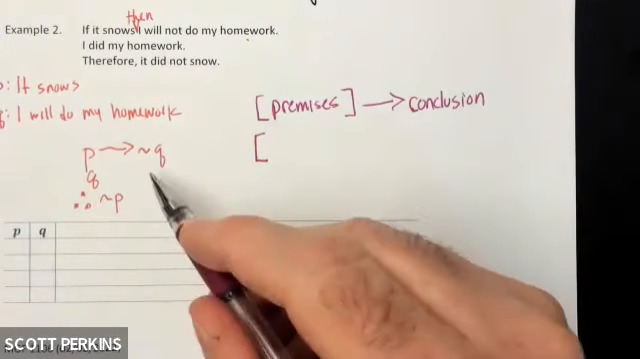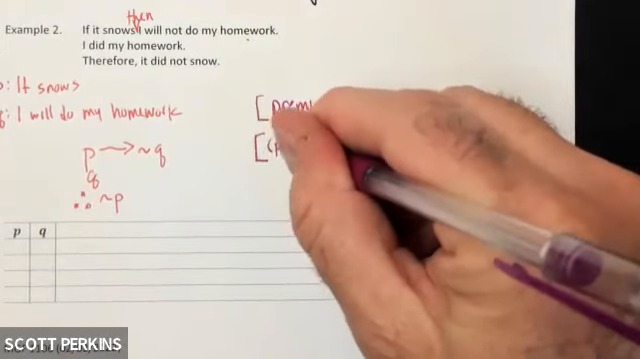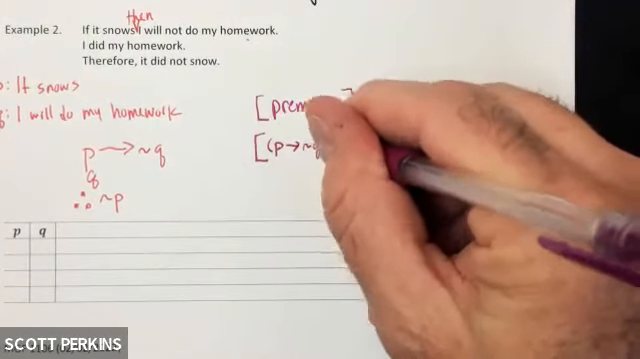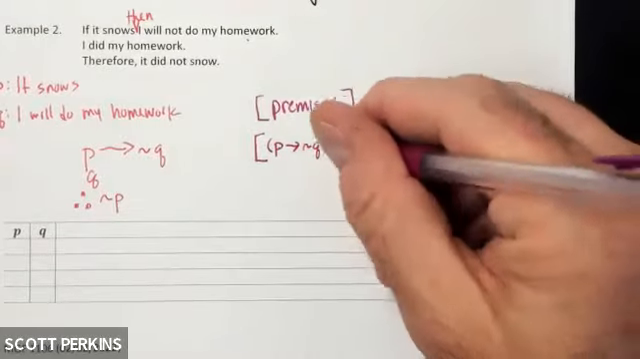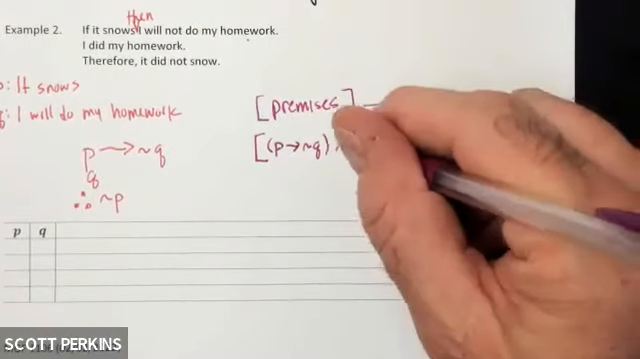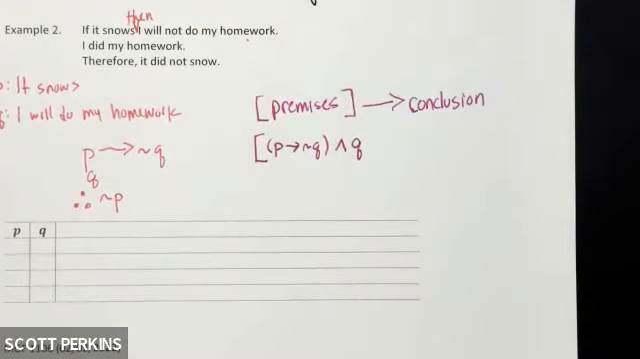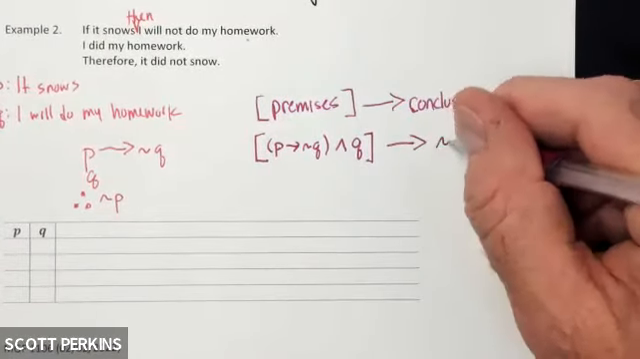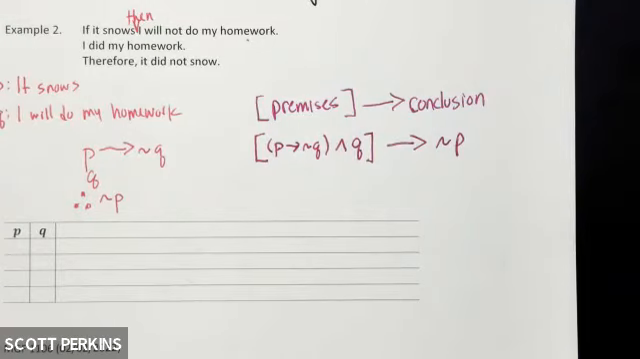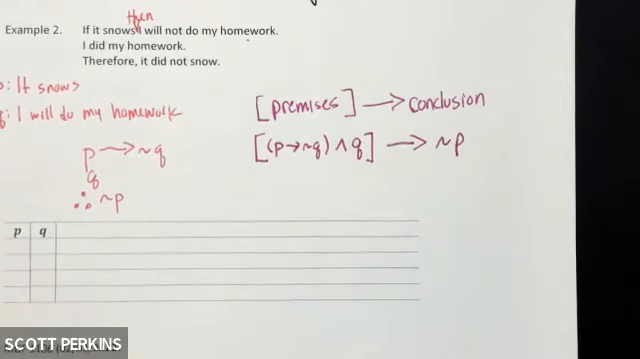So the first premise is if P, then squiggly Q. Notice I'm putting that in parentheses just to let everybody know those two things go together. And the second premise is Q. I don't need parentheses because there's nothing going with that. And then my conclusion on this one is squiggly P. So that's the argument that you should have formed.